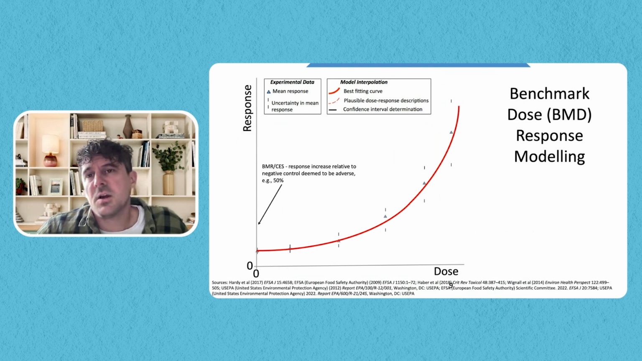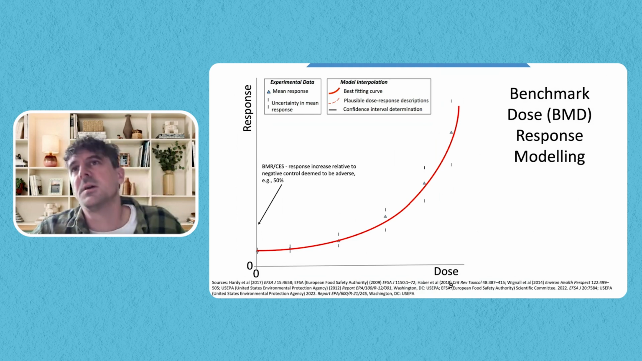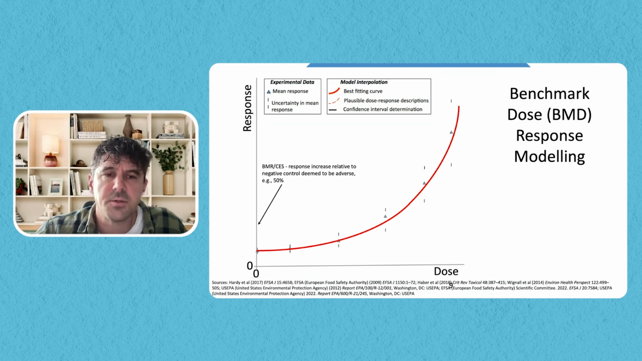So benchmark dosing overcomes all of this. What this does, it's been used for cancer risk assessments for years from people like EFSA and EPA. It's really well done. Other areas of toxicology as well have been using this for many years. So it is a good, well-used approach. And all we're saying is, can we do this for genotoxicity data?